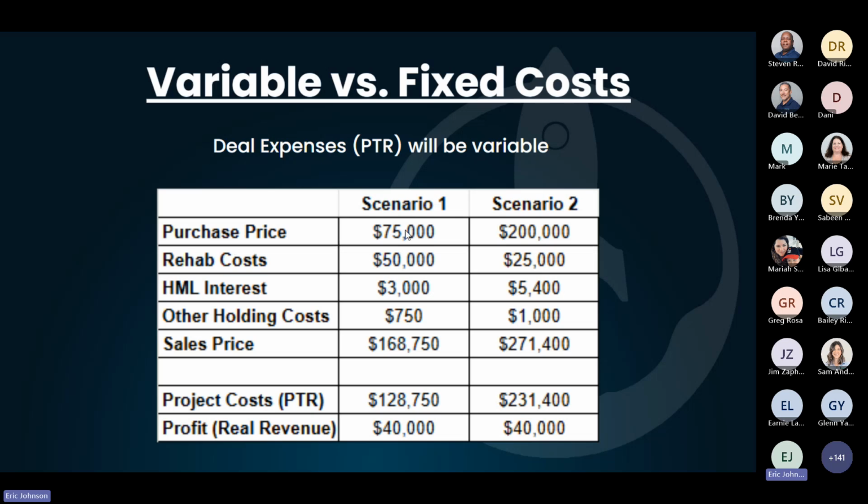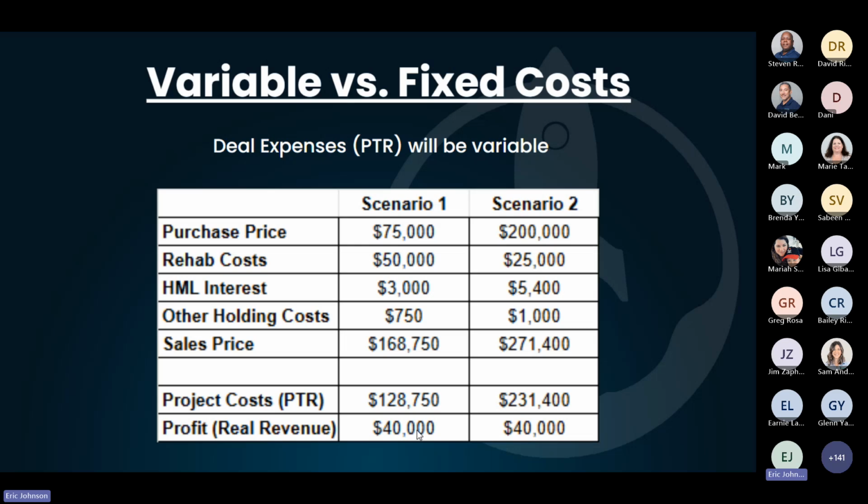In scenario one, the purchase price is $75,000, rehab costs $50,000, hard money loan interest $3,000, other holding costs is $750,000. And what we see down here is a project cost of $128,000. In scenario two, we have a larger purchase price, slightly smaller rehab costs, more interest, more holding costs, and higher ARV, but its project cost is $231,000. These costs are variable because they can change a lot, but in these scenarios, this investor still landed on their goal profit per flip, which was $40,000.